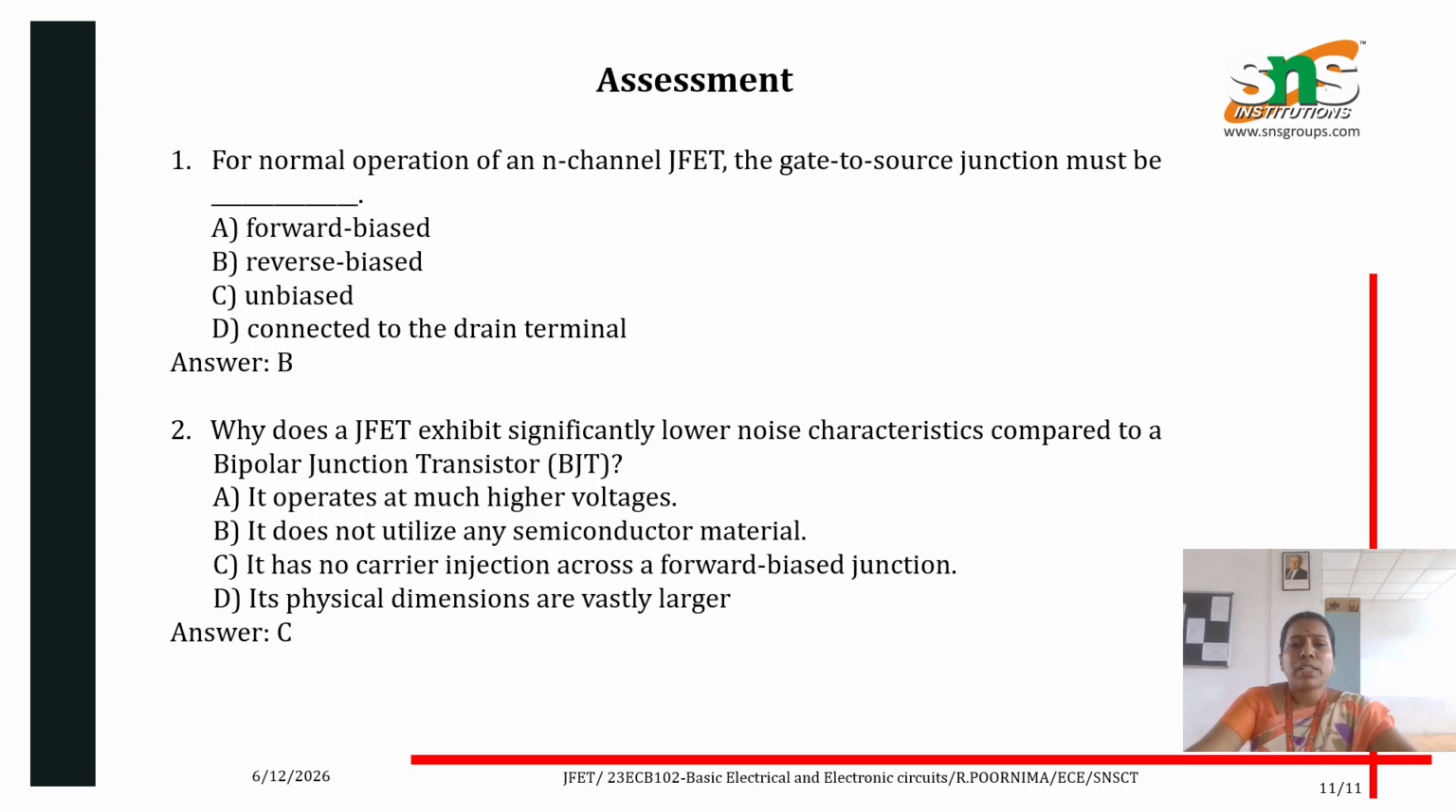Why does a JFET exhibit significantly lower noise characteristics compared to a bipolar junction transistor? It operates in much higher voltages. It does not utilize any semiconductor material. It has no carrier injection across a forward biased junction. Its physical dimensions are vastly larger. Because it has no carrier injection across a forward biased junction, it provides very low noise characteristics. So the answer is C.